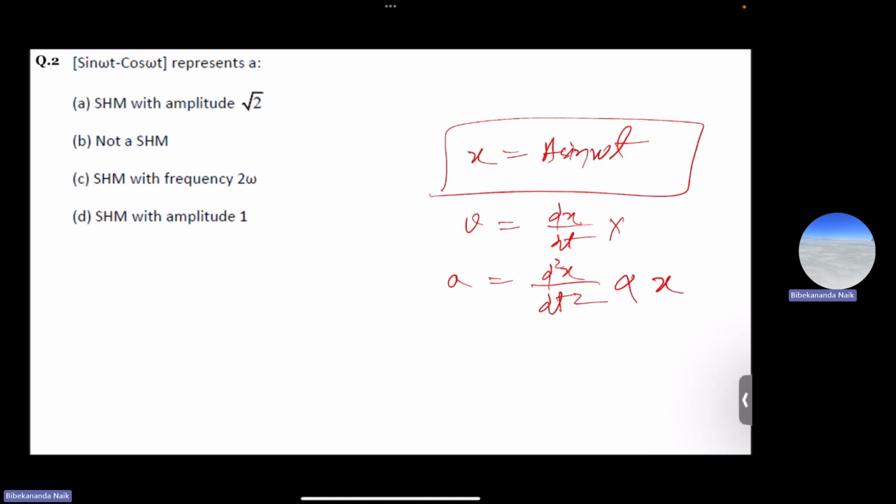but it will not be proportional to x. So we need to find out, if sin omega t and cos omega t are present, what should be its nature. Whether it is a simple harmonic motion, and if it is, then what is its amplitude, what is its frequency. So there are four options. I'll give you a few minutes to calculate it and decide which is the correct answer, and then we will discuss.